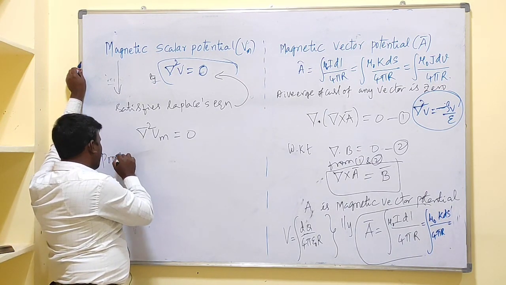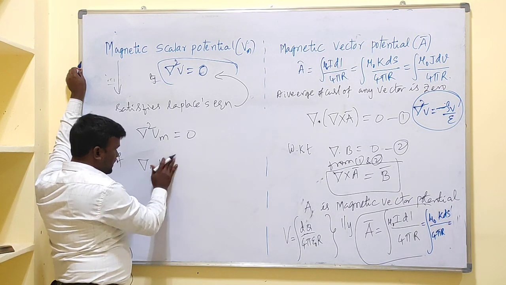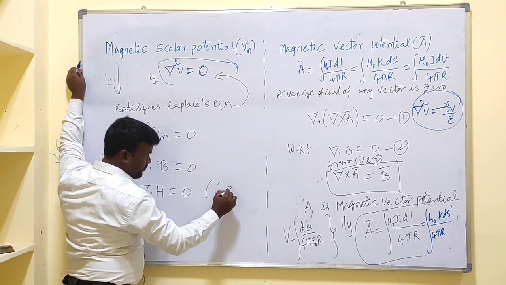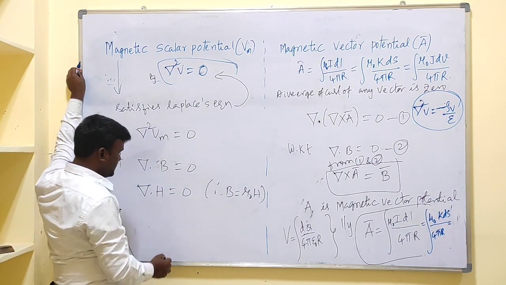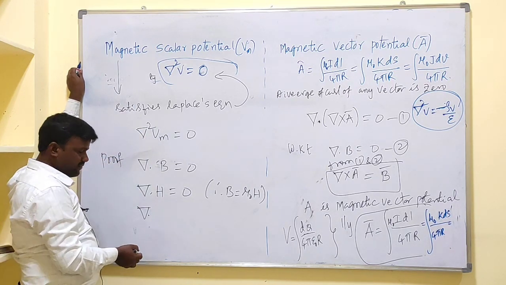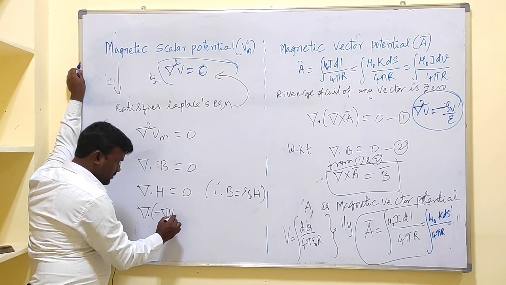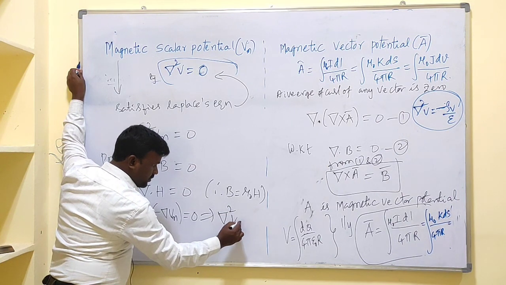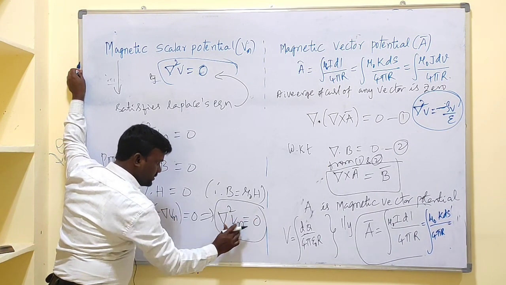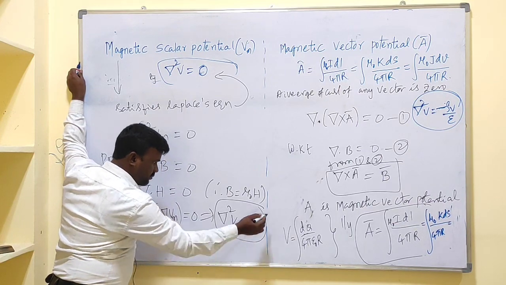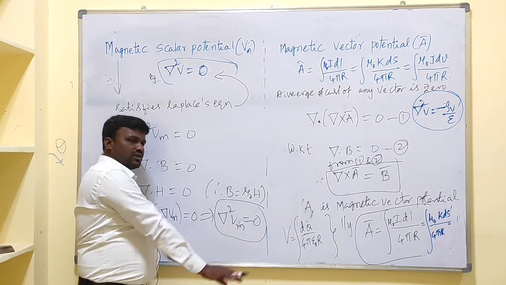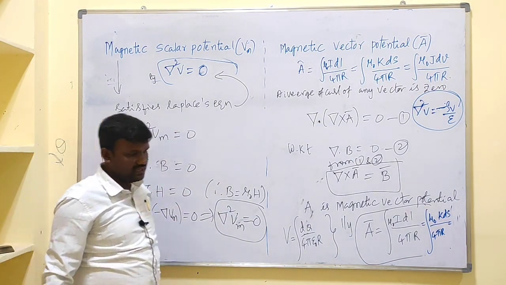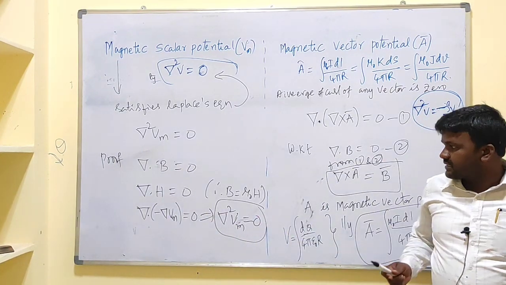Proof. Let us start with del dot B equal to 0. Since B equal to mu naught into H, and mu naught is constant, del dot H equal to 0. H in terms of our scalar potential is minus del Vm, so del dot del is del square Vm, multiplied with minus 0. There is no sign for 0; 0 is neither negative nor positive, so del square Vm equal to 0. This is the Laplace equation for our magnetic scalar potential.